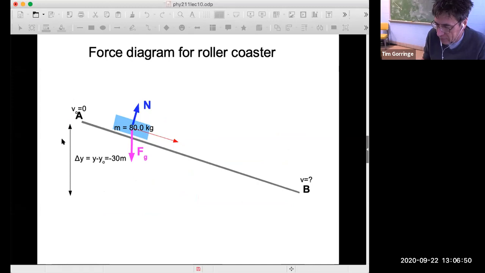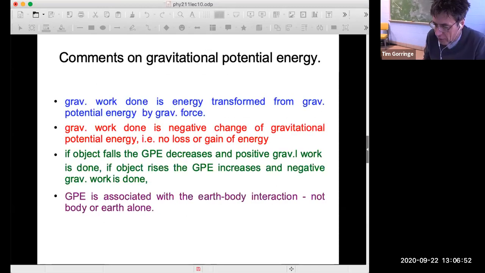A remark on the signs of changes in the gravitational potential energy. If an object falls, it releases gravitational potential energy, and the gravitational force is doing positive gravitational work on the object. If the object is thrown into the air, is rising into the air, that's increasing the stored gravitational potential energy. And in that case, the gravitational force is doing negative work on the object.